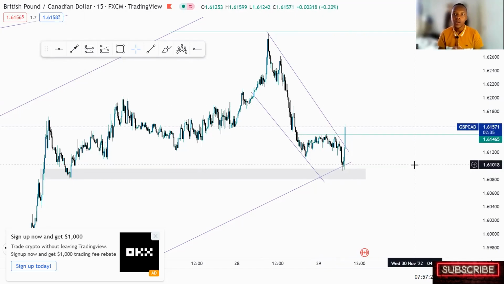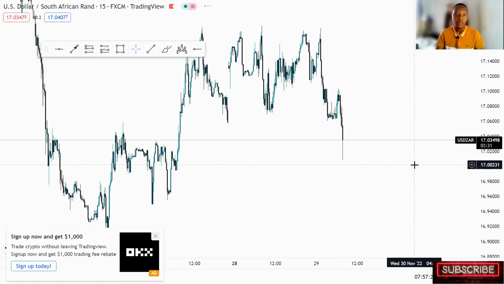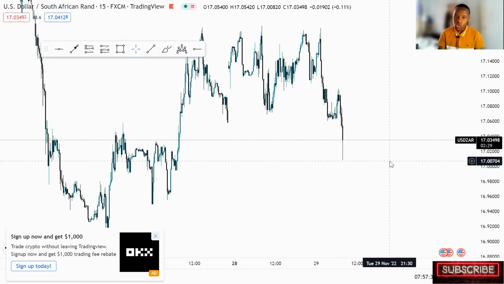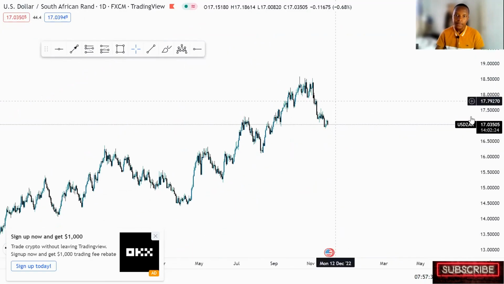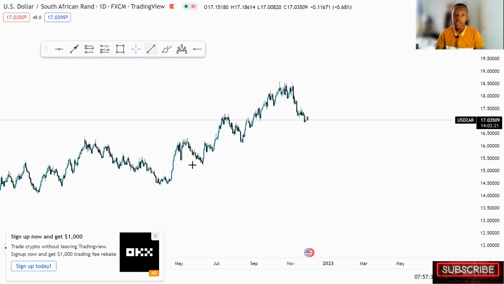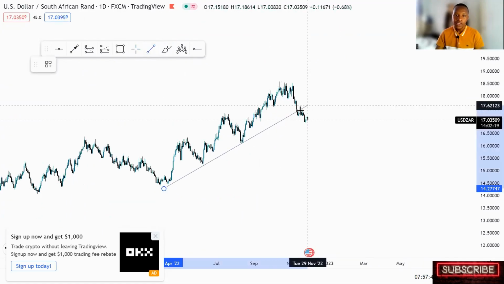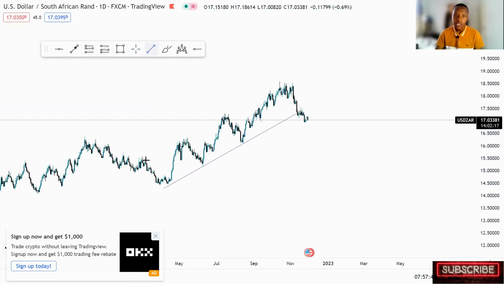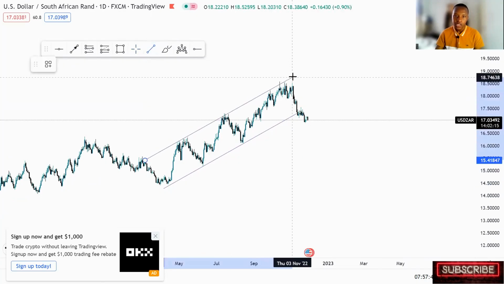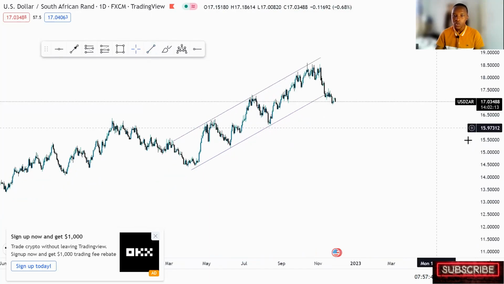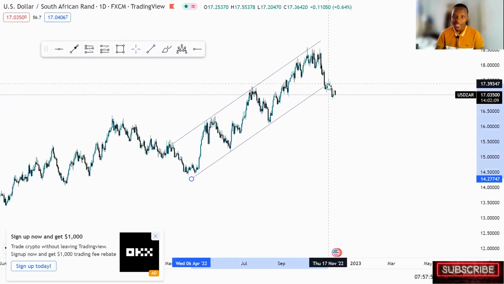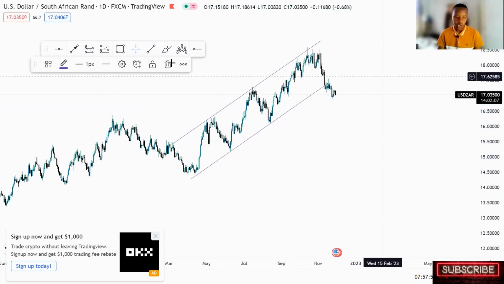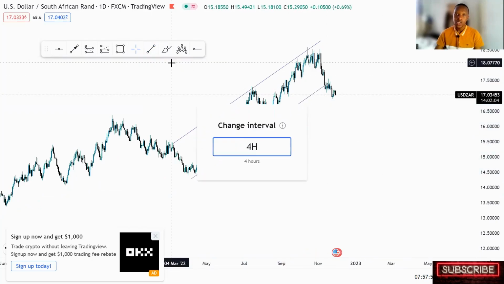So we're just gonna move now to the next one, which is the third one, which I think is USDZAR. On USDZAR, we're just gonna also start on the daily. As you can see, we have this nice channel, which the market ended up breaking out of. This is USDZAR, guys. As you can see, we have broken out of the structure, which is this ascending channel. All right, so let's go to the 4 hours now.